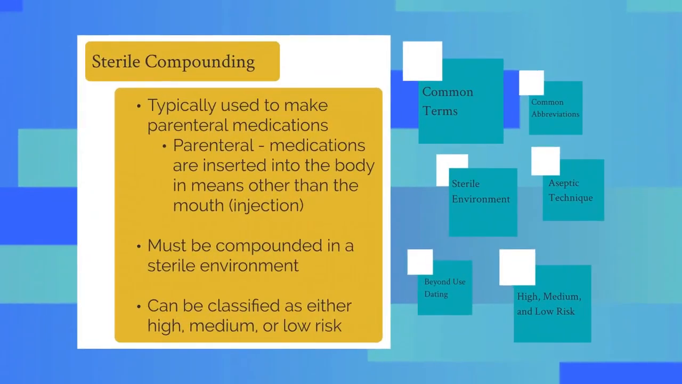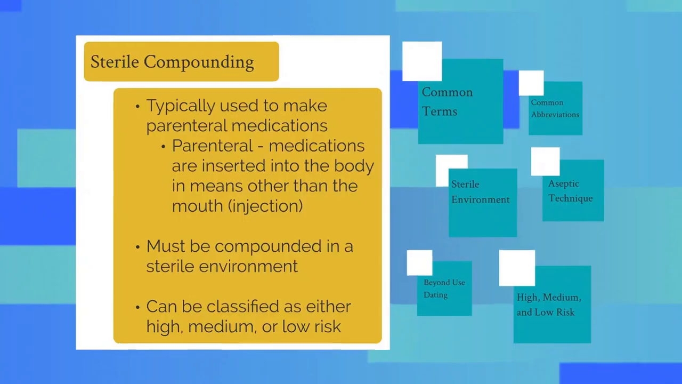We're now going to start to look at some of the specifics of compounding, starting with sterile compounding. It's typically used to make parenteral medications, with parenteral meaning medications that are inserted into the body by means other than the mouth, so typically by injection. They must be compounded in a sterile environment because they are going straight into the bloodstream, and they could be classified as either high, medium, or low risk.